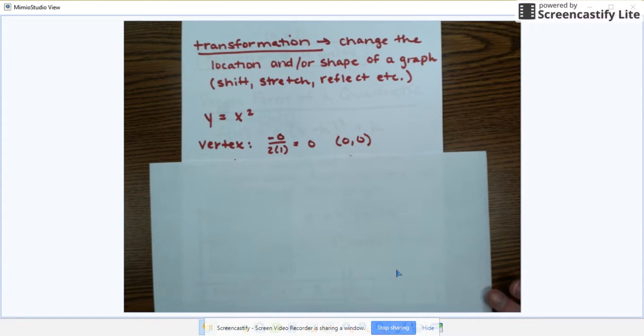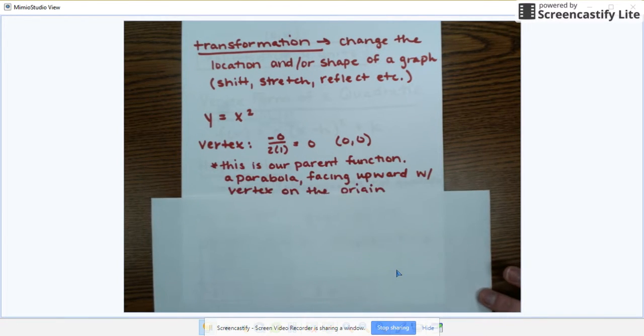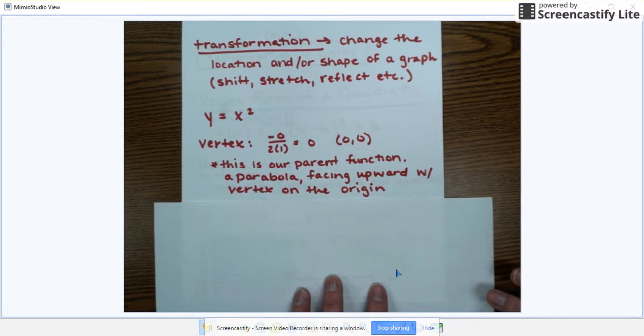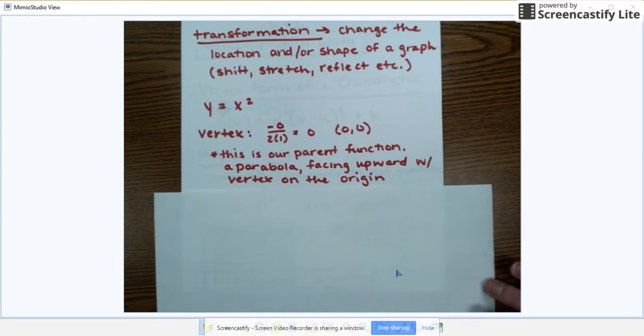And y equals x squared, if you recall the word parent function means it's the simplest version of that type of function. And y equals x squared is our parent function of a quadratic. It's always centered at the origin, and it's always going to be facing upwards. So anytime you see y equals x squared, you should have a good visual as to what that graph looks like.